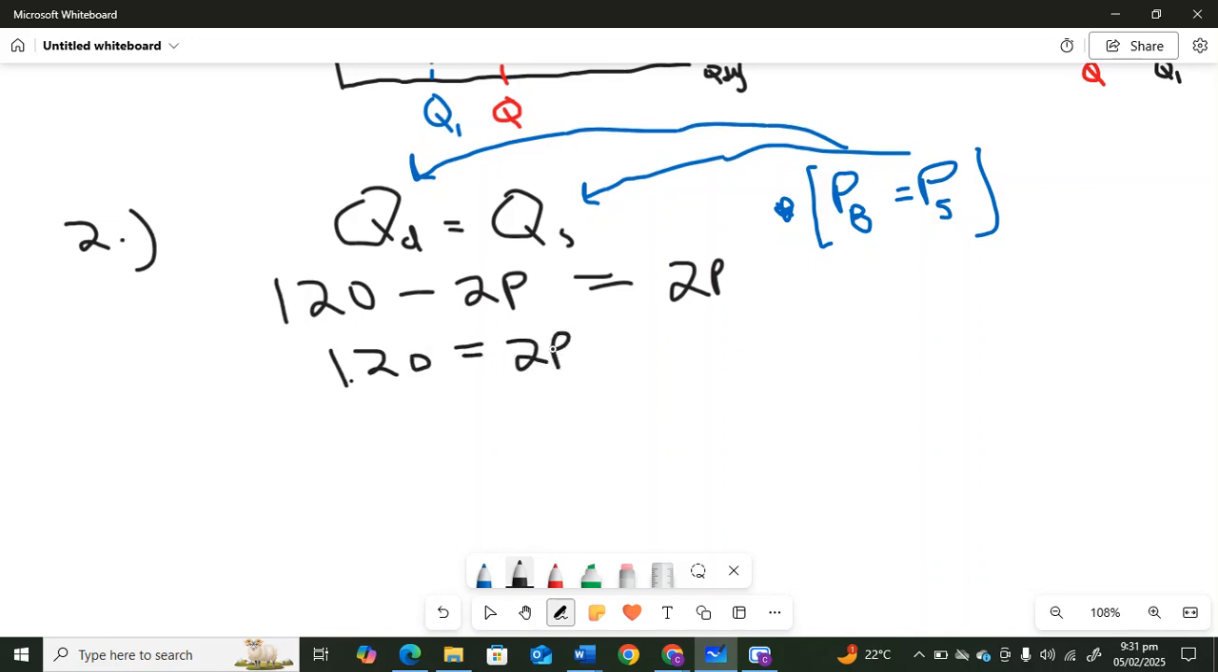Okay, let's just go step by step for the other colleagues. So this negative 2P crosses over and becomes positive. 2P plus 2P, 4P.